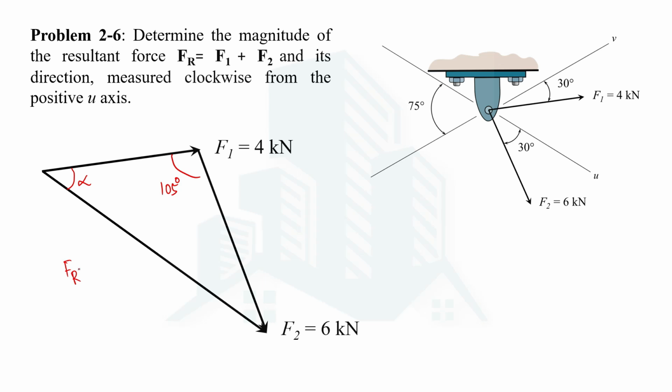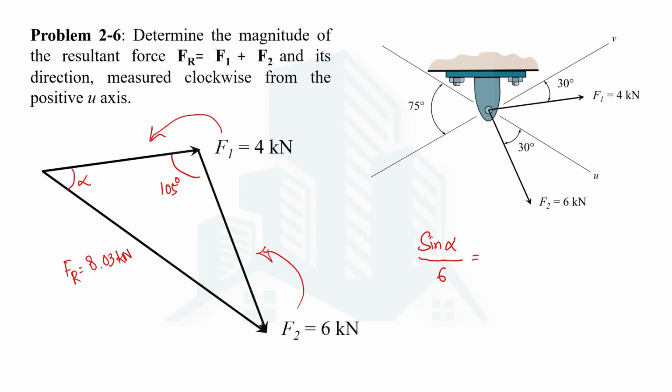This is the resultant, which has a magnitude of 8.03 kilonewtons. We have this side as F1. We have this side as F2. So by applying the sine law, the sine of alpha, the angle which is of our interest, will be divided by the magnitude of the opposite force. So the opposite force of this alpha is actually F2, so 6 will be divided to that.